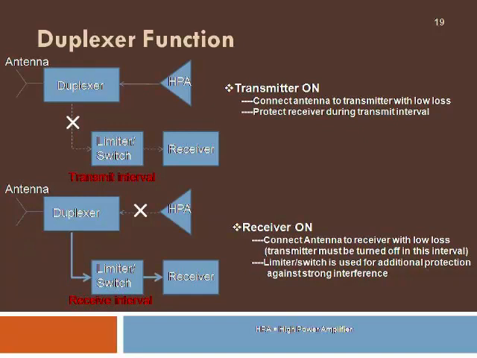And a limiter switch is placed normally after the duplexer in the receiver link, so that if by accident the duplexer fails to stop the power from the transmitter going into the receiver, the switch can give the second level of protection. And also against strong interfering signals, the receiver can be protected using this switch.